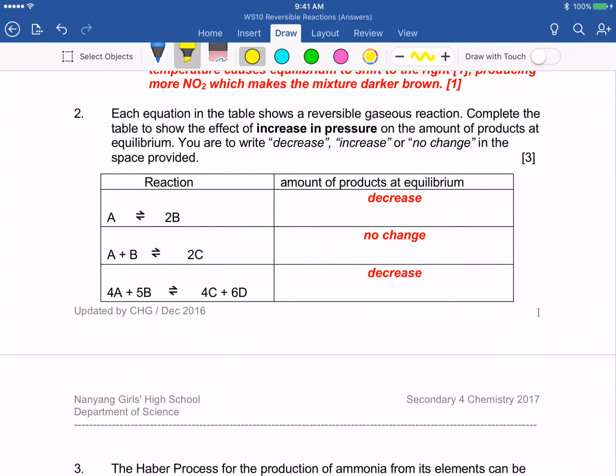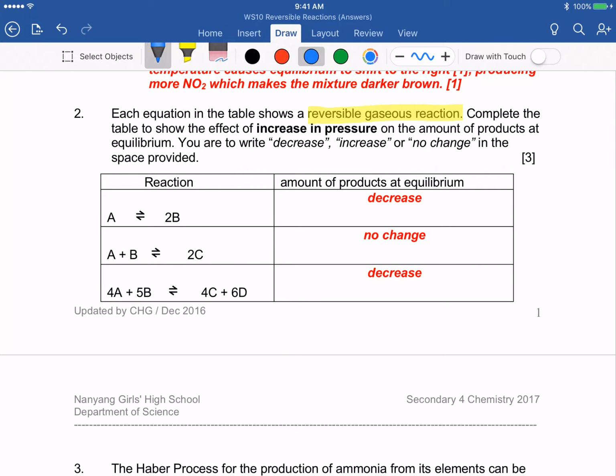Okay, question 2. Each equation shows the reversible gaseous reaction. Complete the table to show an effect of increase in pressure on the amount of products at equilibrium. You have to write decrease, increase, or no change in the space provided. So these are all gaseous reactions. So that's the premise.